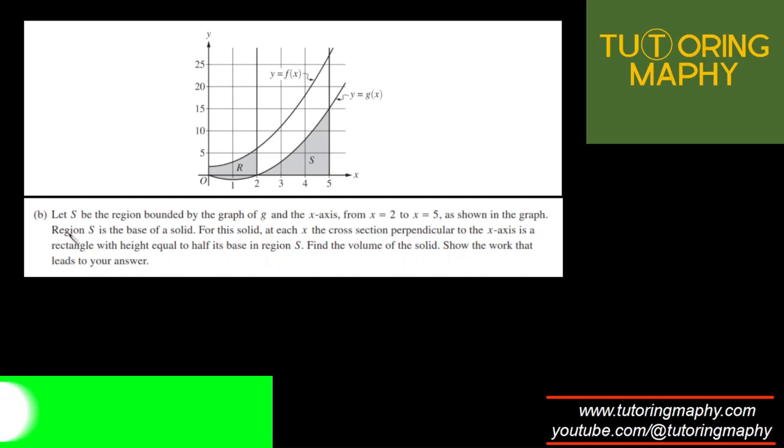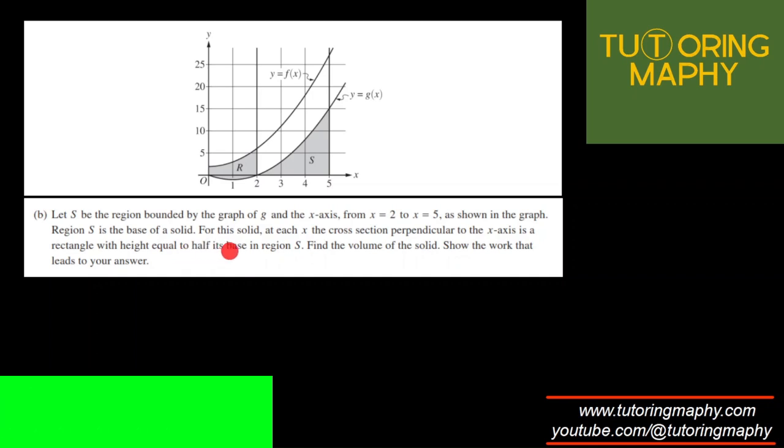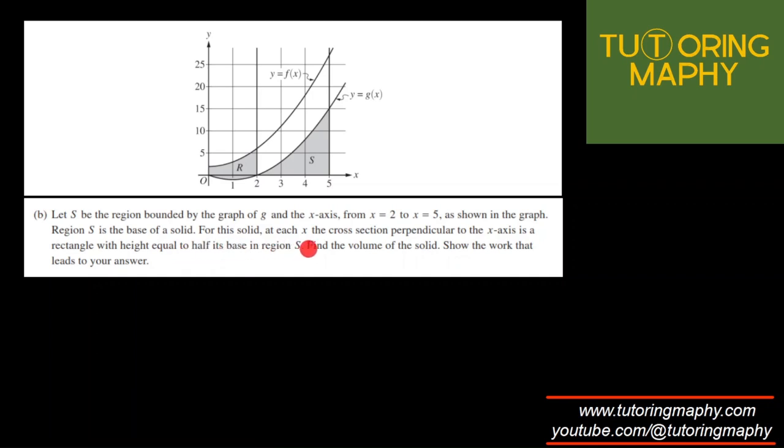Part B asks: let S be the region bounded by the graph of g and the x-axis from 2 to 5, which is obviously this. Now S is the base of a solid, and for this solid, at each x the cross section perpendicular to the x-axis is a rectangle with height equal to half its base in the region S. So what is the volume of the solid? Show work that leads to your answer. This is not just an expression, we need to get the final answer.